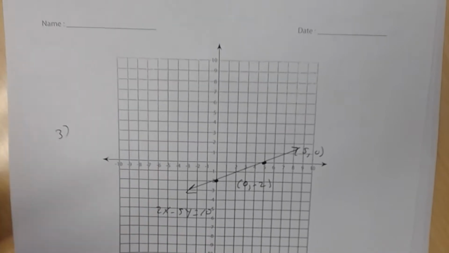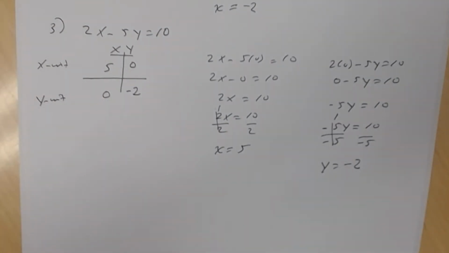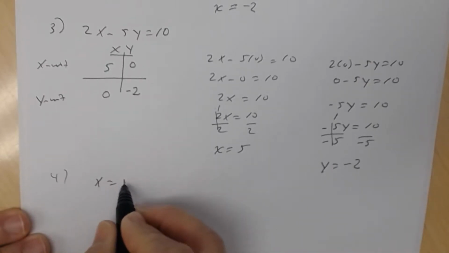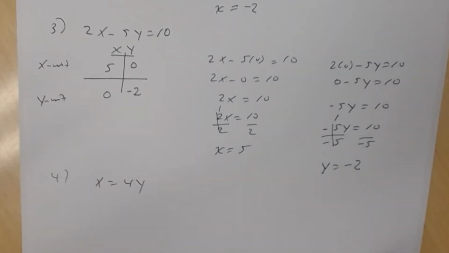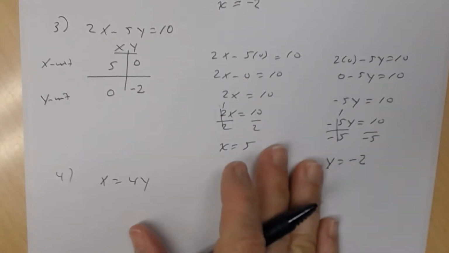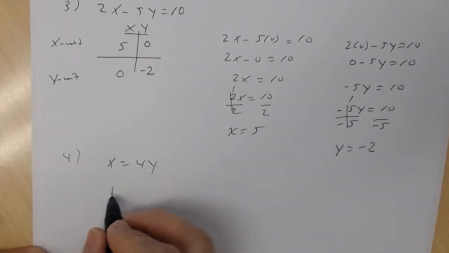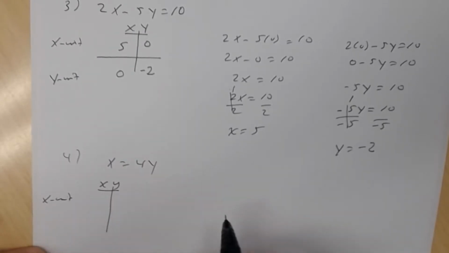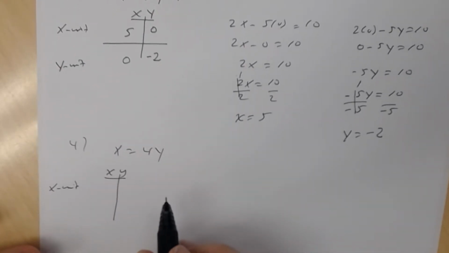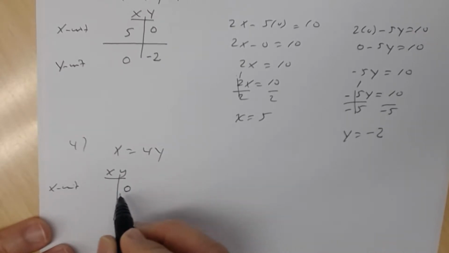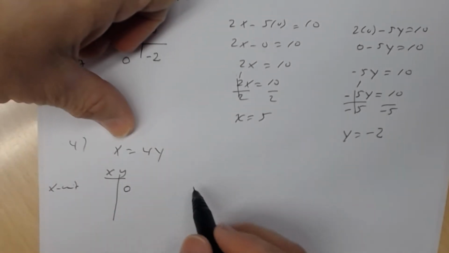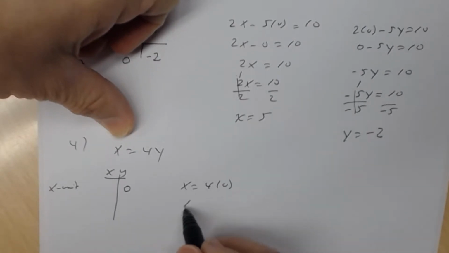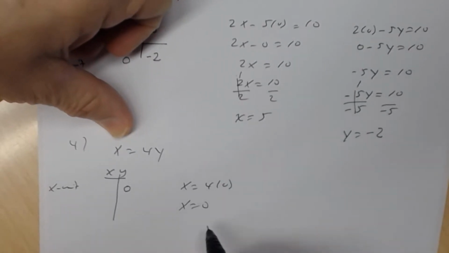All right, number 4. So for number 4, suppose we had x equals 4y instead, just like this. All right, so do the same thing. And so I'm going to find the x-intercept. To remember, to find the x-intercept, you're going to let y equal 0. So if y is 0, I get x equals 4 times 0. But 4 times 0 is 0, so I get x to be 0.